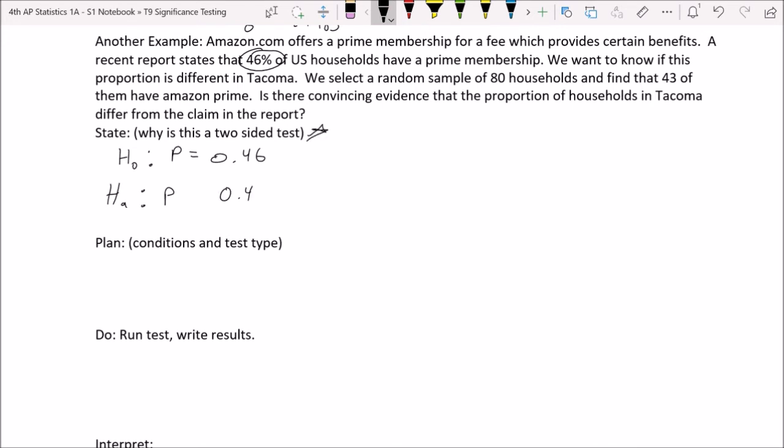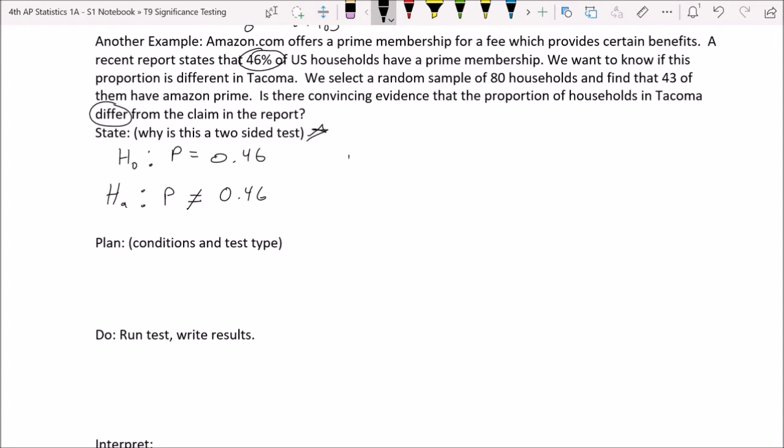I gave you a hint right here. This is actually a two-sided test. Okay, now what does that mean? Let's think about what the question asked. Is there convincing evidence that the proportion of households in Tacoma differ? It didn't ask if it was greater than or less than. They want to know if it's different. It's asking, is it possible that in Tacoma it's not equal to 0.46? So that's how we're going to write our alternative hypothesis.